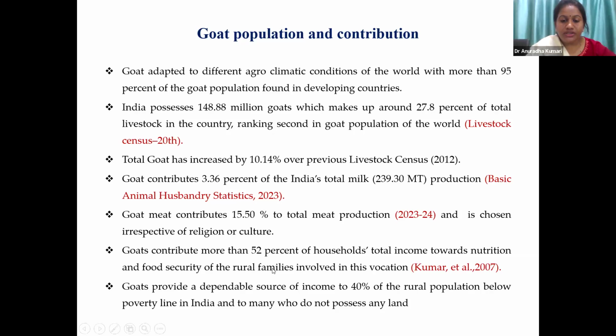Goat contributes 3.36% to the total milk production and 15.5% to the total meat production in India. Goat contributes more than 52% of the household total income toward nutritional and food security for the families who are mainly involved in goat rearing. Simultaneously, goat rearing is a source of income to 40% of rural people who are living below the poverty line, mainly the landless farmers.